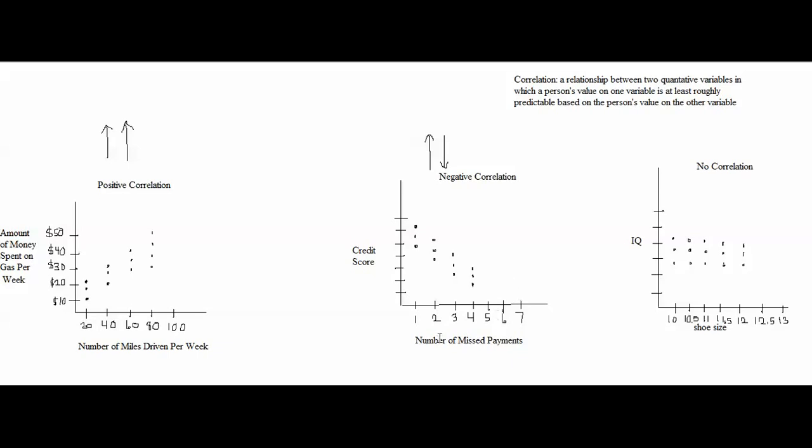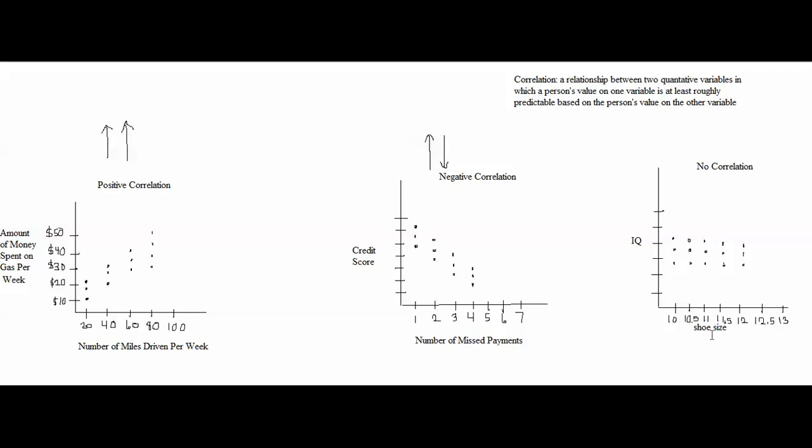So since there's a correlation between number of missed credit card payments and credit score, you can use the number of credit card payments that a person has missed to make at least a rough prediction of what their credit score is. So if 2 variables are correlated, either with a positive correlation or a negative correlation, then a person's score on one variable is at least roughly predictable based on the person's score on the other variable. But if 2 things are not correlated with each other, then it's not possible to predict a person's score on one variable based on their score on the other variable.